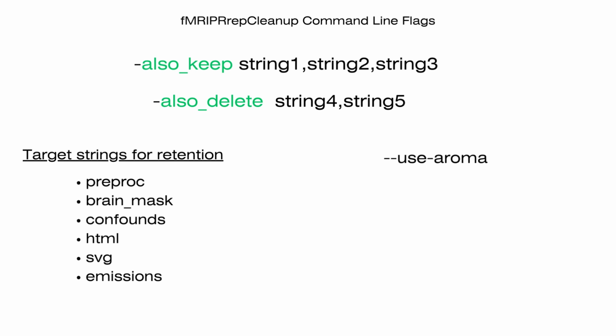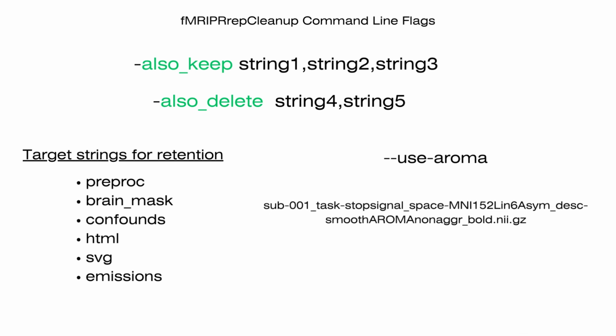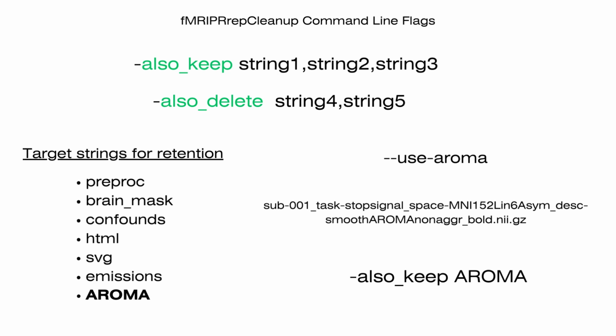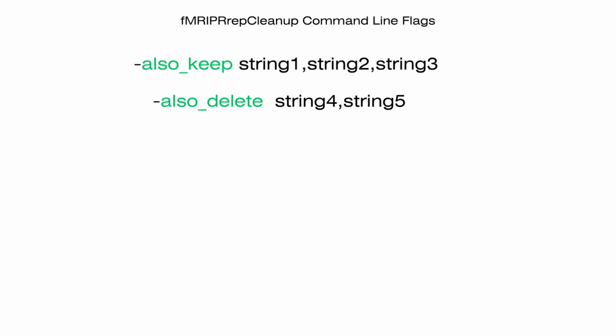For example, maybe I run the optional ICA aroma, which saves output in a file containing the string aroma. I could add in the command line the argument also_keep followed by aroma. In this case, any files with aroma in their name will be added to our list of target strings and will not be deleted. On the other hand, there may be files that the script keeps by default that I'm actually not interested in keeping.